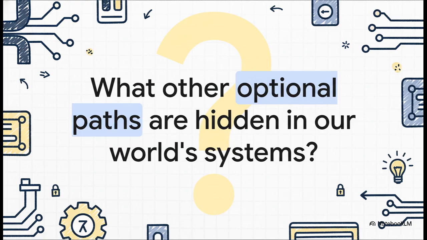And that leaves us with a much bigger question, doesn't it? If a document as dense and as critical as the electrical code has these alternatives, what other optional paths are hidden in plain sight within all the other complex systems, the legal, the financial, the social systems that structure our world? They might just be waiting for someone to look closely enough to find them.